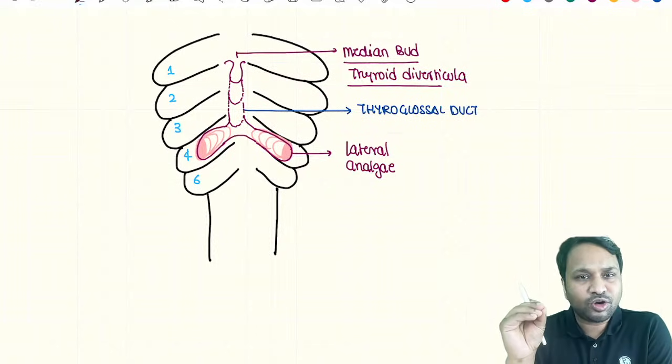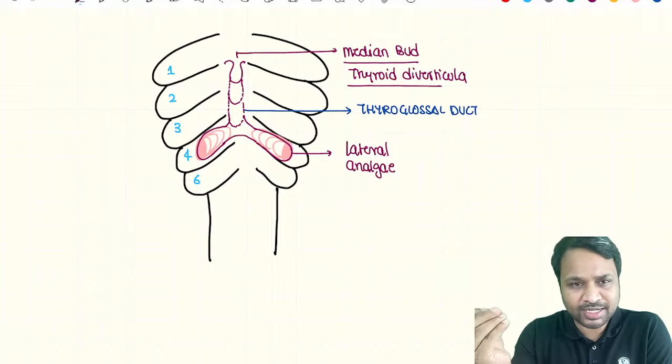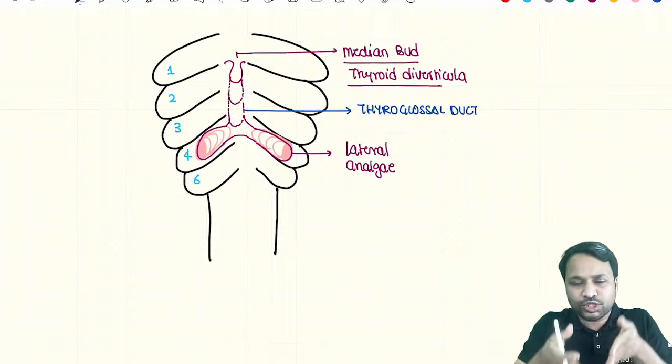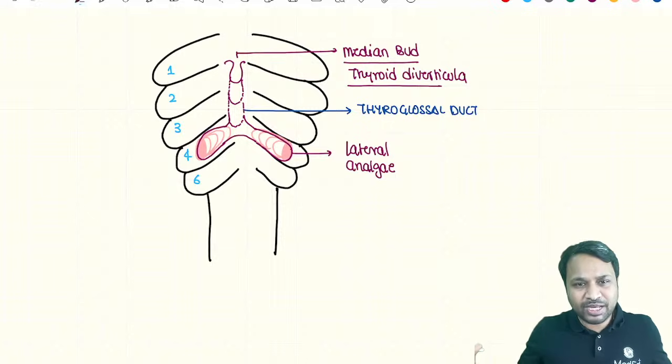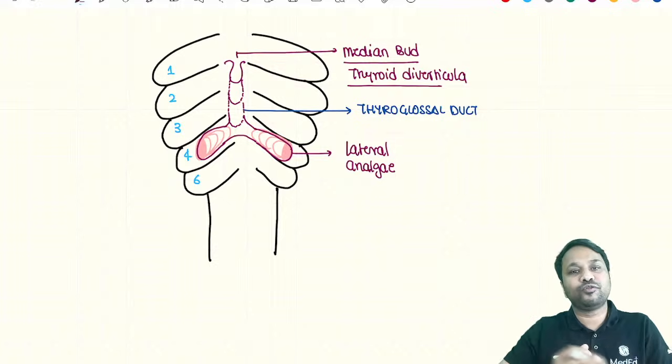Initially, there will be development of a median bud, that is a thyroid diverticulum, through which a thyroglossal duct arises. It is going to go down into the caudal line. That means it grows towards the caudal segment, and meanwhile the lateral anlagen are developing, and when they develop, they are going to combine and fuse together.